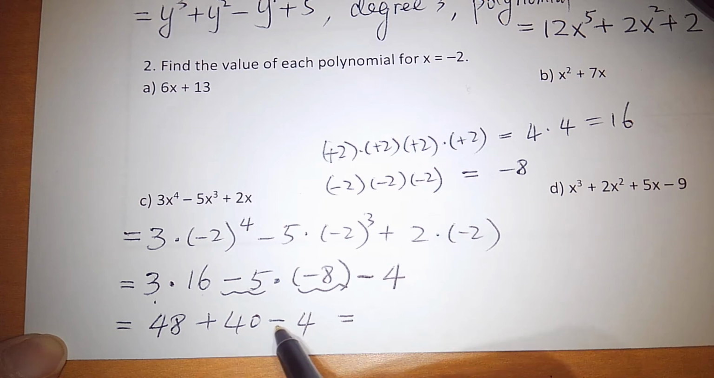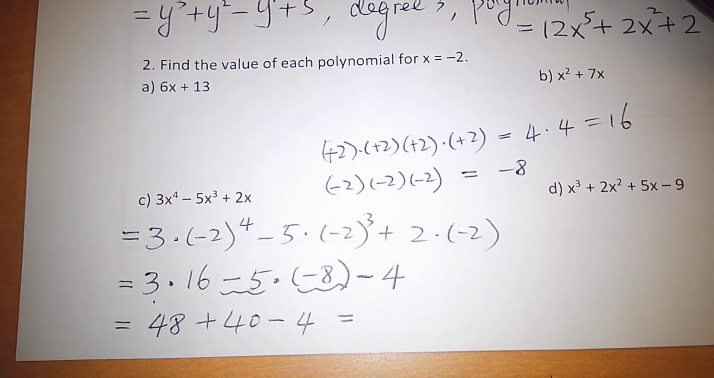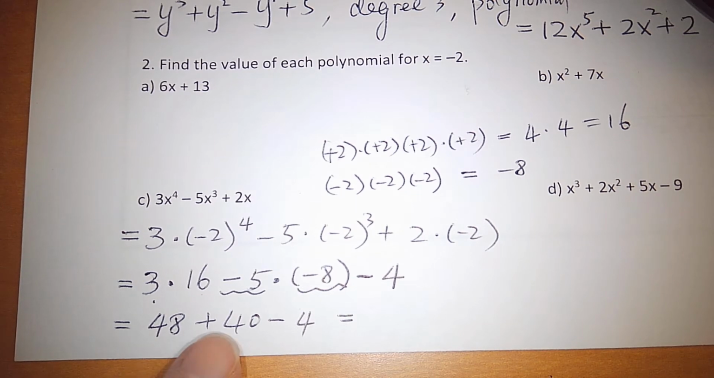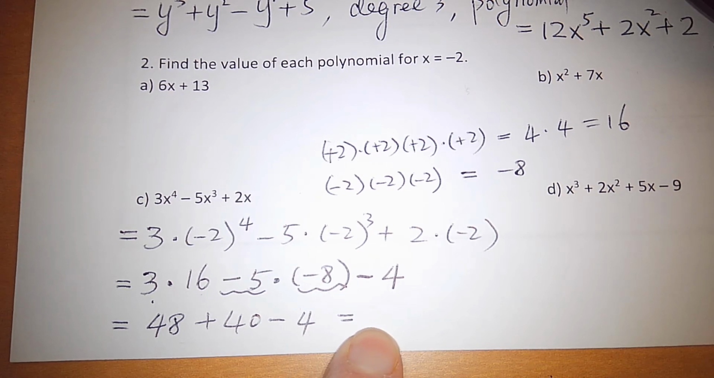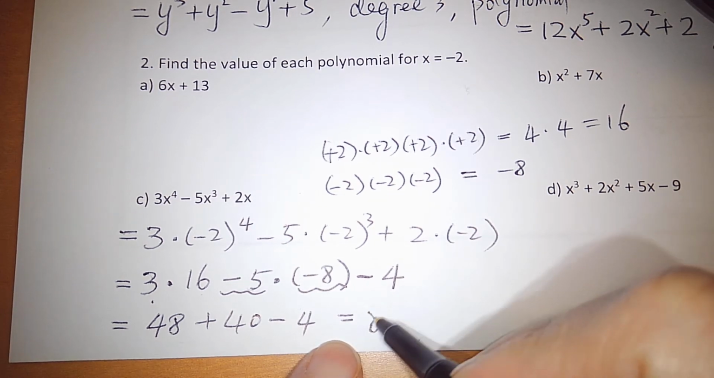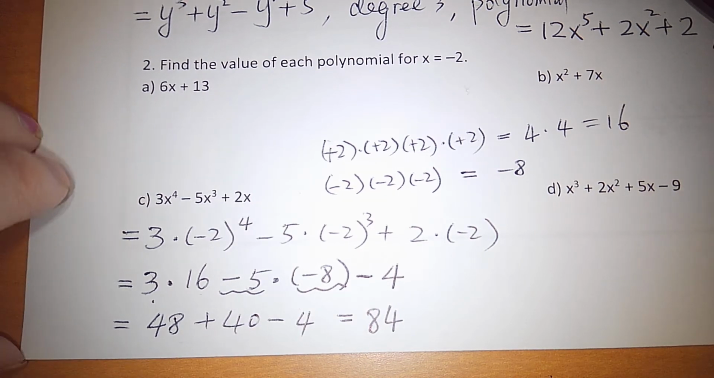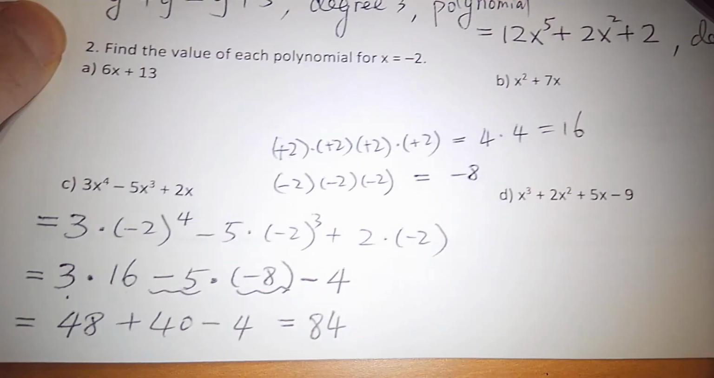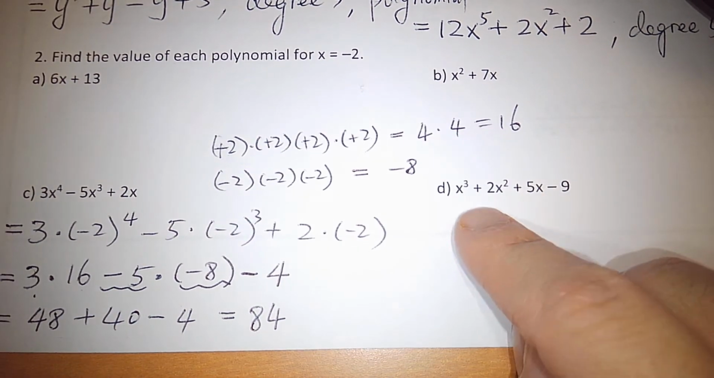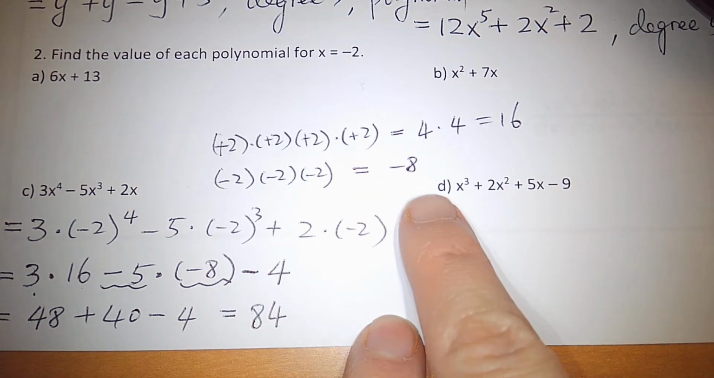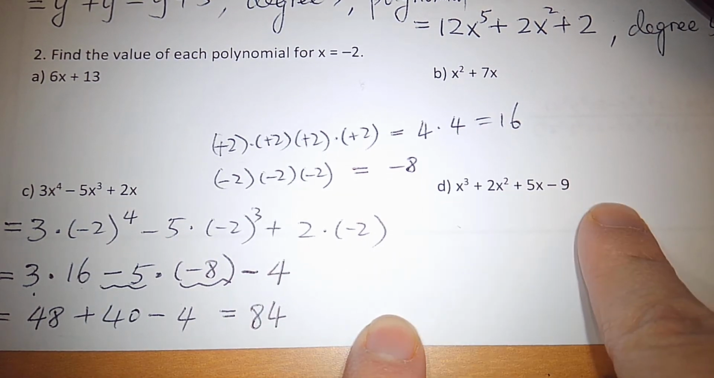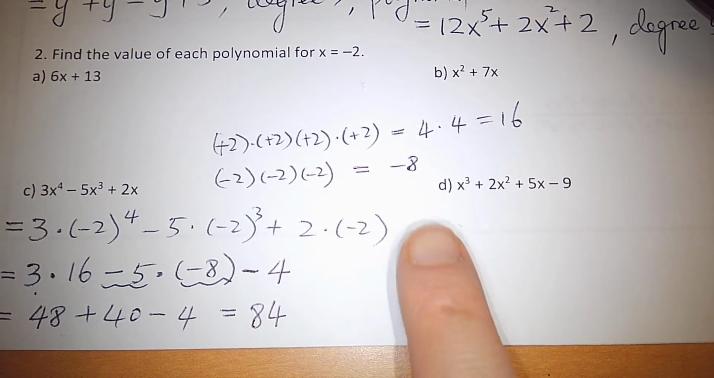So we only have addition and subtraction, do it from the left to the right. What do you get? 84. Yes. Very good. Can you try to do question D, please? Evaluate this polynomial for x equals negative 2. Just mimic what we have done here. Can you please try to evaluate this polynomial? I will give you a couple minutes. Number D.